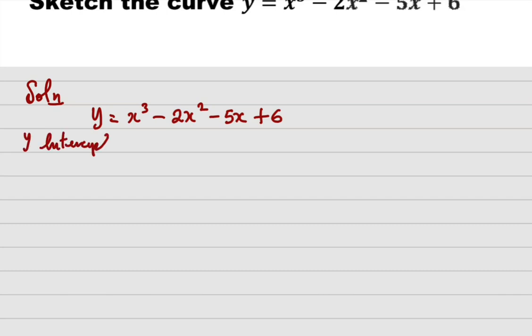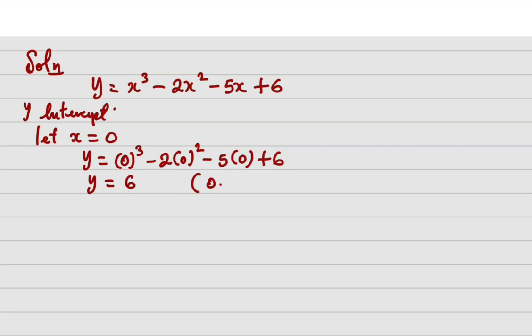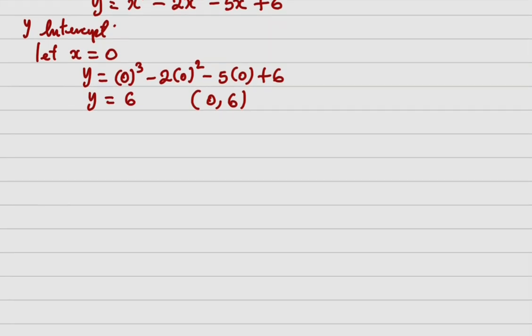y-intercept. Now, finding the y-intercept, we say let x be equal to 0. So y will be 0 cubed minus 2 into 0 squared minus 5 into 0 plus 6. We end up having y is equal to 6. Therefore, we are going to have the coordinate as (0, 6). Very important. Then let's go to the next thing.